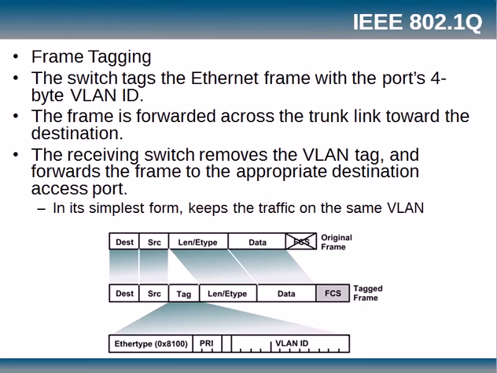sometimes known as frame tagging. And the reason why it's called frame tagging is because if you take a look at this original Ethernet frame that a computer might send out, what we do with frame tagging, or .1q, is we insert a tag. That tag is basically the VLAN number. And then we recalculate the frame check sequence and send that on to the recipient.